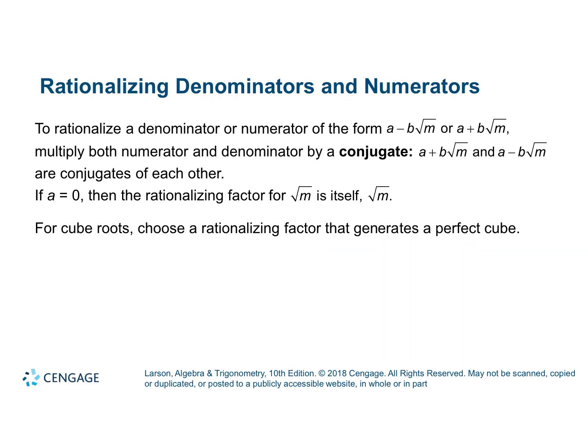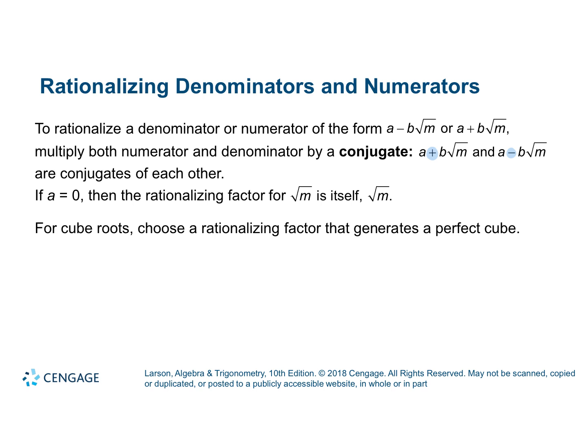So, rationalizing denominators and numerators. To rationalize the denominator or numerator of the form a minus b root m or a plus b root m, you multiply both numerator and denominator by its conjugate. So if you have an a plus b root m, you're going to multiply it by a minus b root m. Those are conjugates of each other. The reason they're conjugates of each other is because one is positive and one is negative.